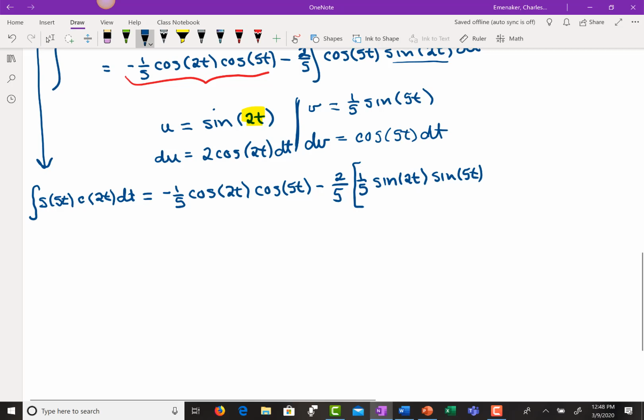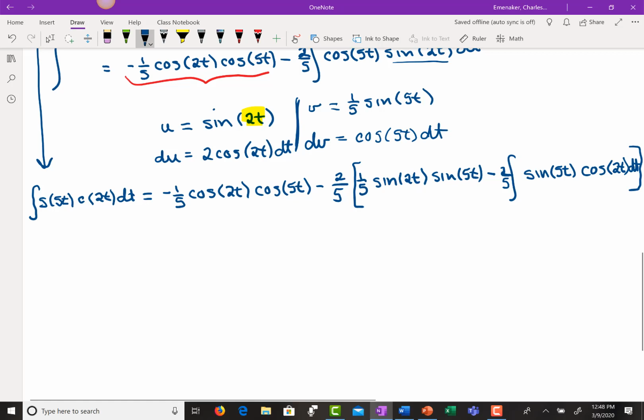So we took our u times our v minus the integral v. Well, the v is going to be a 1/5. It's going to be a sine of 5t. The du is going to be a 2 times the cosine of 2t dt, like that. Are you okay?